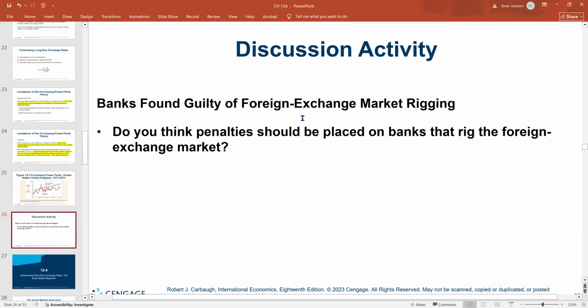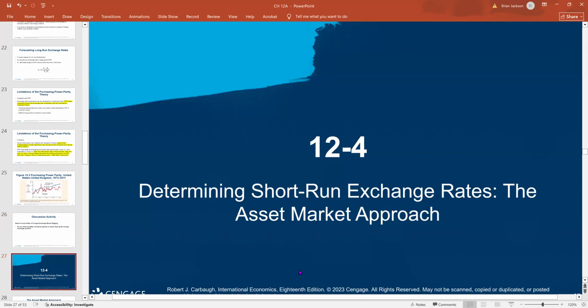Sometimes banks get in the way and they start manipulating foreign exchange. There's a discussion in your book on that. You might think about this question: do you think penalties should be placed on banks that rig the foreign exchange market? Another way of stealing, really, in my opinion. Okay, now here we're going to look at another theory, the asset market approach.